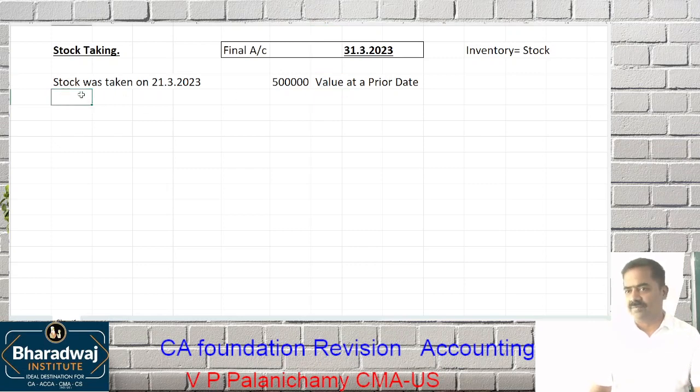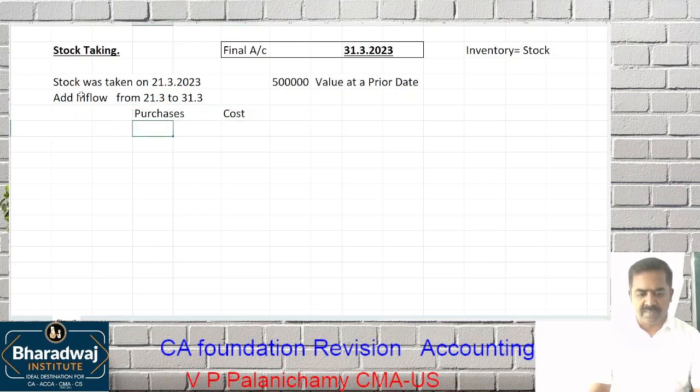What to do? Simple. Add all the inflows from 21st March to 31st March. Whatever belongs to the current year, you include it. What all will be inflow? Purchases, of course, at cost. Sales returns: it will be at selling price, but you have to take it at cost price to value the inventory.